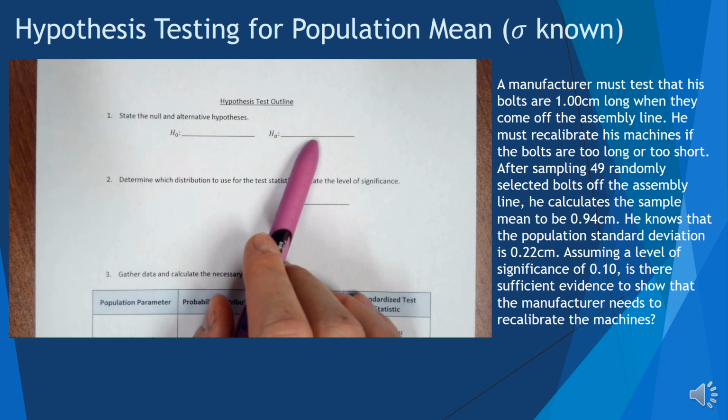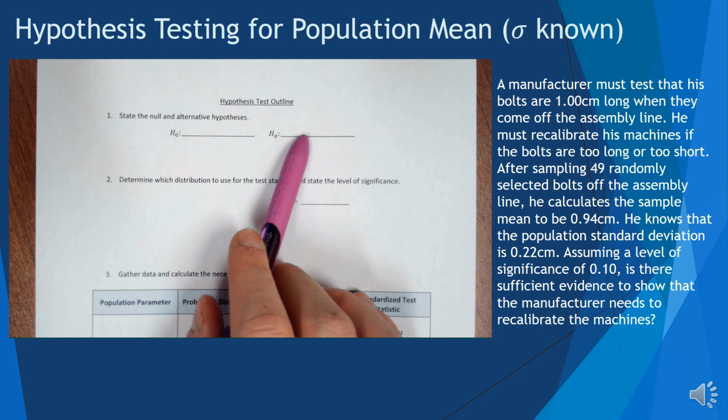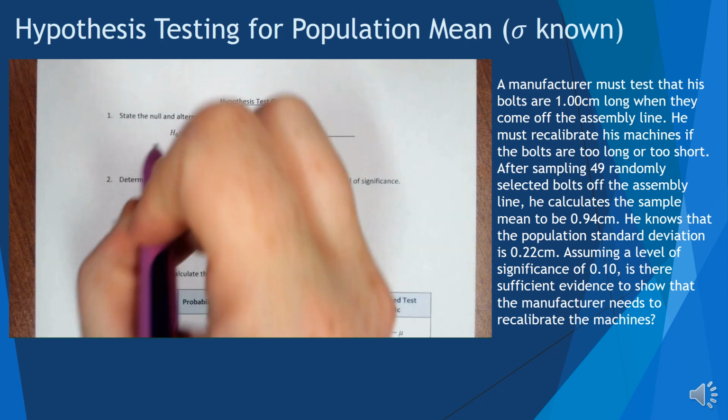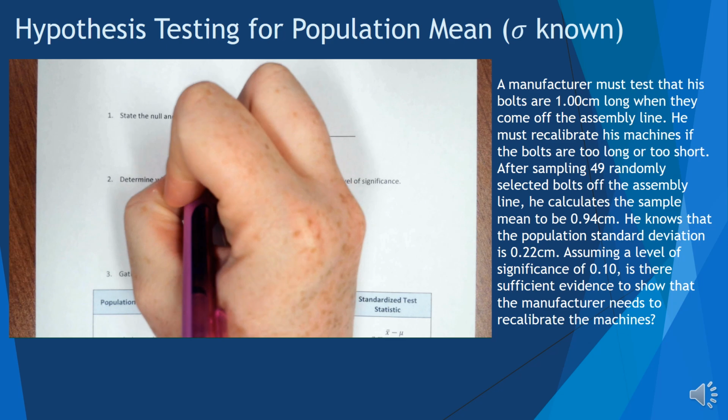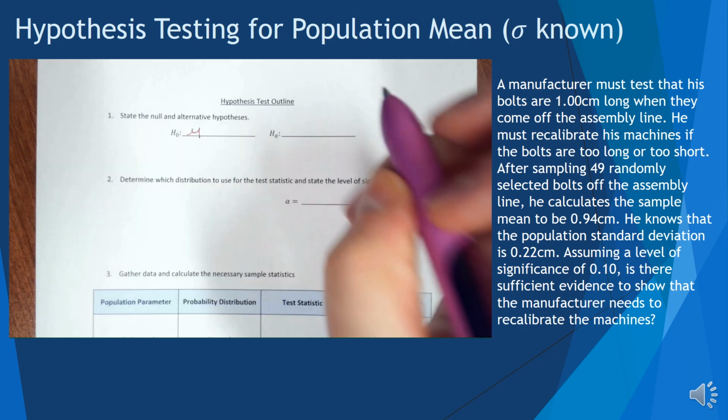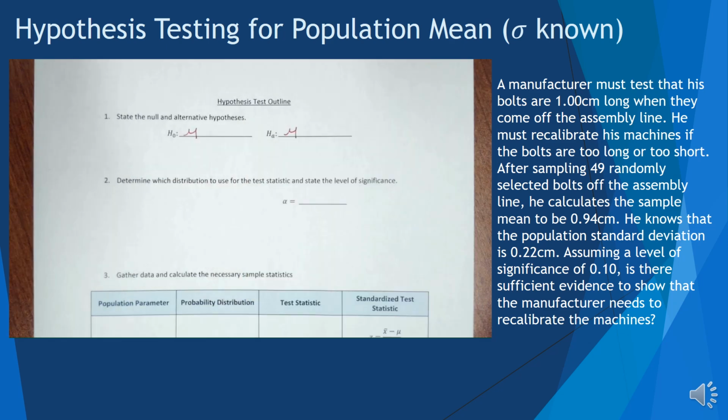Now, this person says that they're just interested in figuring out whether or not the bolts are too long or too short. So that tells me that he's not specifically interested in whether they're too long or whether they're too short. He just wants to know, are they equal to 1 centimeter or not? Okay, so since this is a hypothesis test for a mean, I know that this is going to involve the population parameter mu. Mu is the Greek letter that represents the population mean.